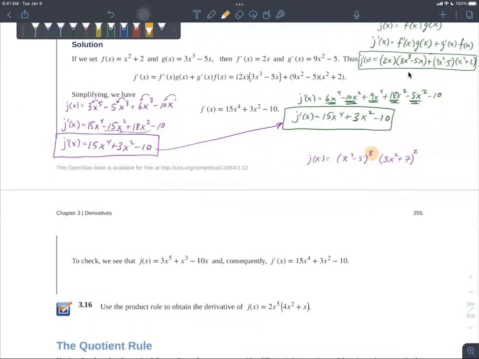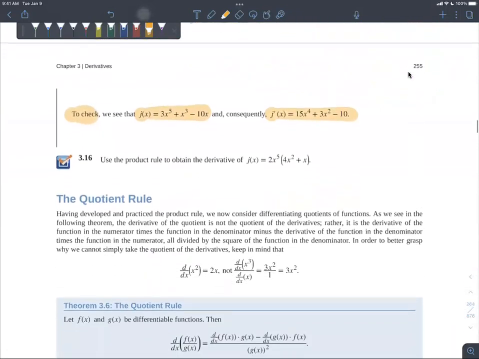Yeah, and so it does say to check, we see that j of x, if you multiply it all out, that's what we ended up getting. They put 3x to the fifth plus x cubed minus 10x. That's essentially what we had here, 3x to the fifth. If you combine these two x cubes, that is technically positive x cubed, and then a minus 10x. The derivative ended up coming out to the same thing when you did it either way, right? So there's two ways to do this problem.